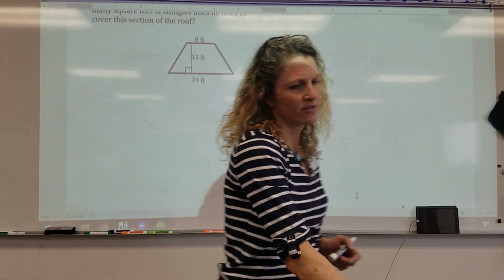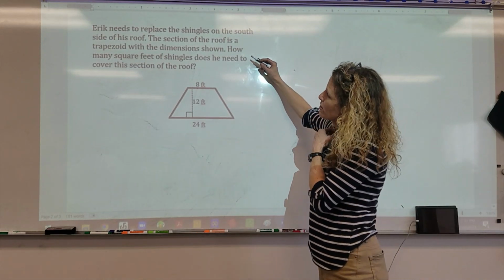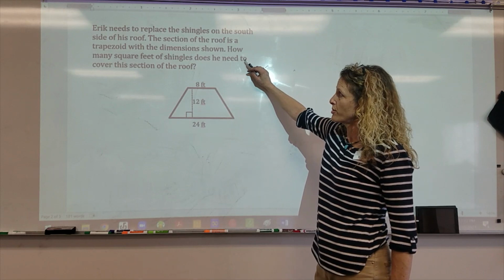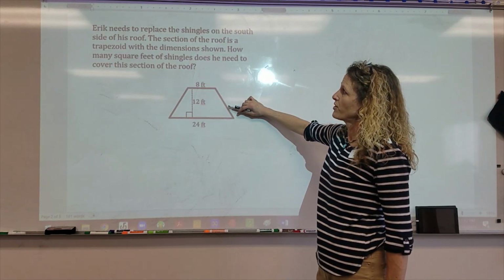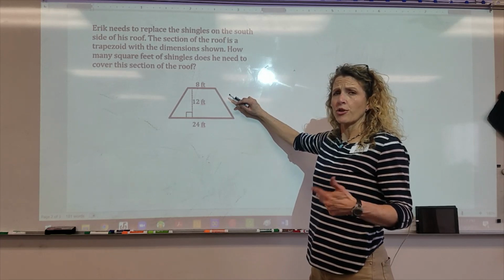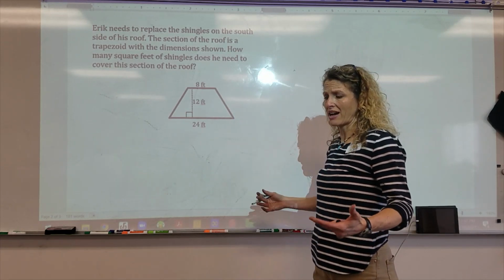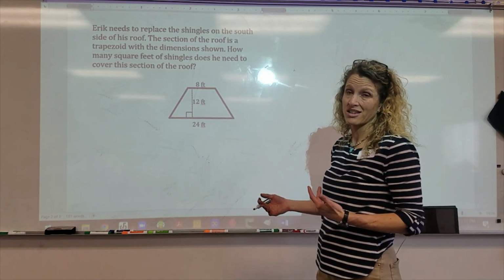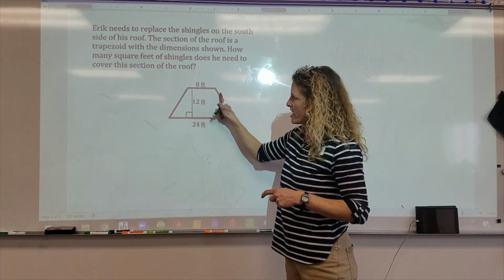So here's our first example. Eric needs to replace the shingles on the south side of his roof. The section of the roof is a trapezoid with the dimensions shown. How many square feet of shingles does he need to cover this section of roof? So this is like really real life. You don't want to go to Home Depot and buy 10 packages of shingles. They're super heavy if you only need to buy 8, or maybe you only need to buy 6. So let's figure out how much area this is.